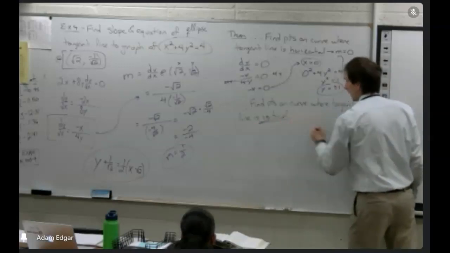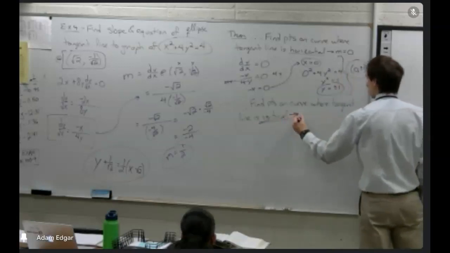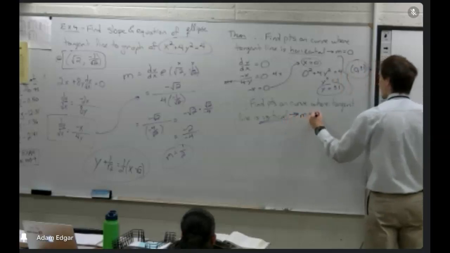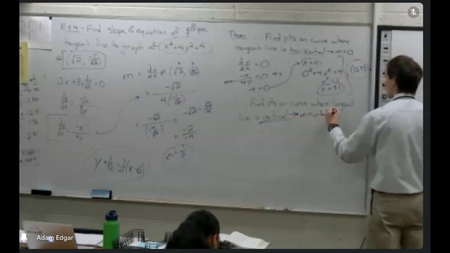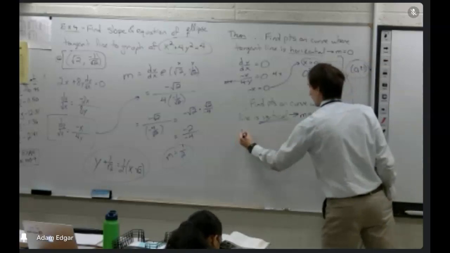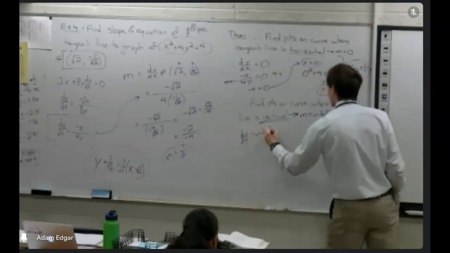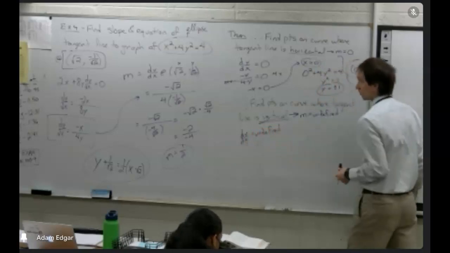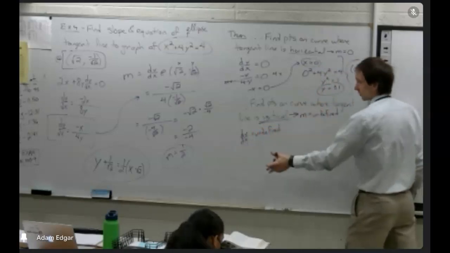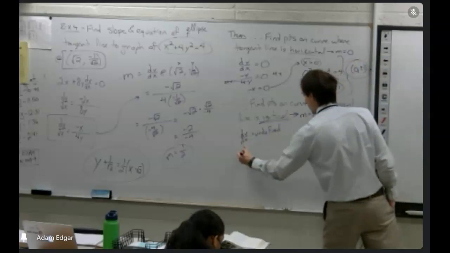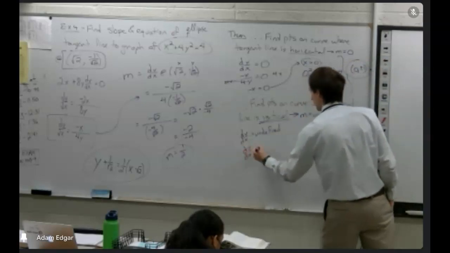what happens with your slope when the tangent line is vertical? It's undefined. So in your derivative, how can we make our derivative be undefined? Yeah, divide by 0. So we just set the denominator equal to 0. So what was it? dy dx was what? Negative x over 4y?